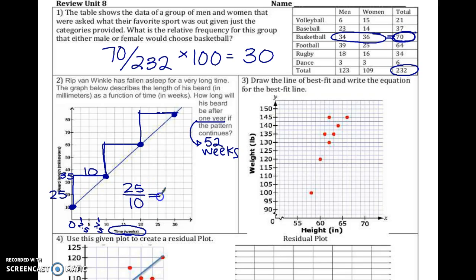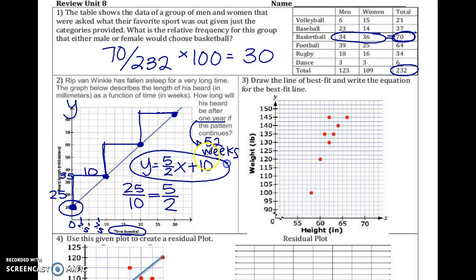And if we reduce that, 5 goes into 25 5 times, 5 goes into 10 2 times. So our reduced slope would be 5 halves. So we would have y equals 5 halves x. And we do know that the y-intercept goes through at 10 on the y-axis, so it'd be plus 10. So this is the equation of the line.